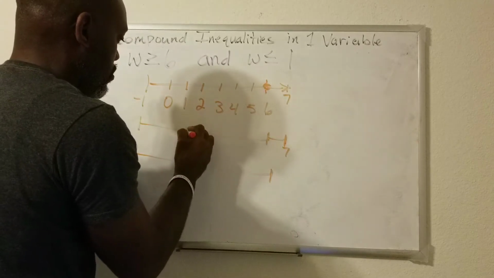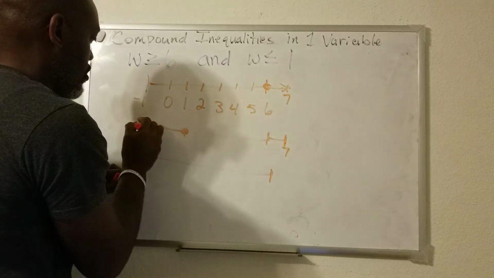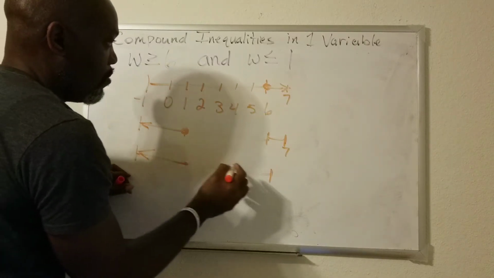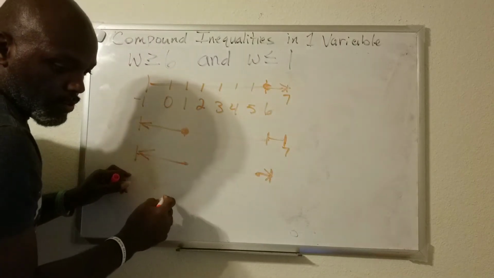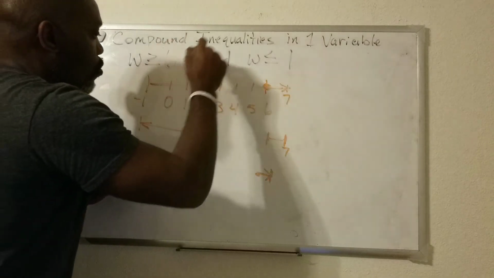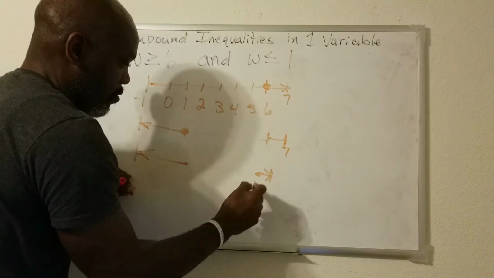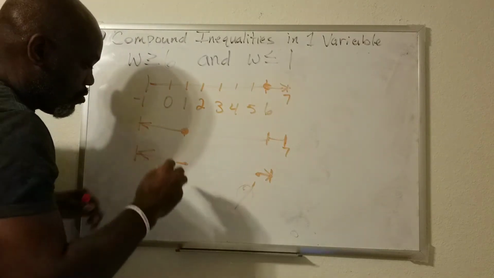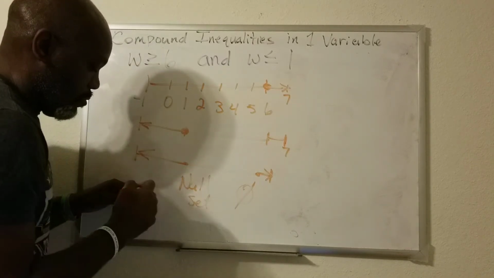1, less than. So if we put them on the same line, which numbers would satisfy both of these? As you can see, they do not intersect. So it would be none. There's no solution set. There's no answer. It's the null set or empty set.